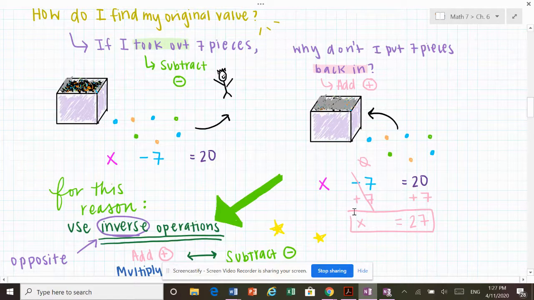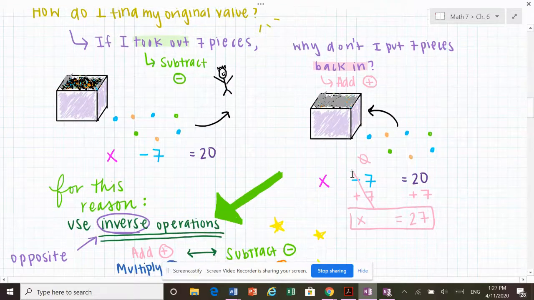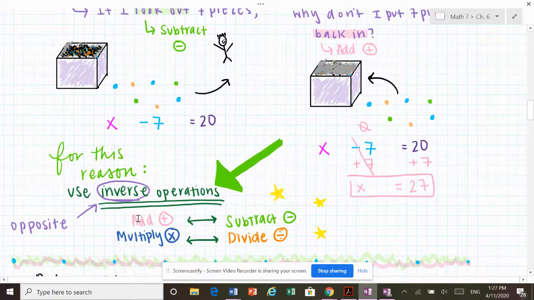So these are what we call inverse operations. Inverse meaning opposite. So if I have addition, I'm going to subtract. If I have subtract, like in the previous example, I will add. We're going to see later on in 6.2 that if you have multiply, you'll divide, and if you have divide, you're going to multiply. So this is our second rule, and we will come back to this in the next video.